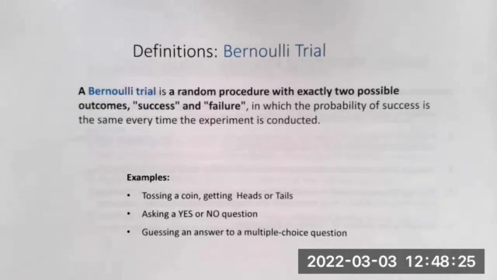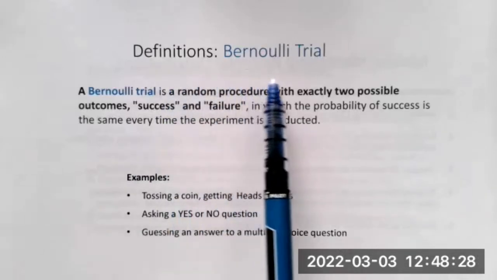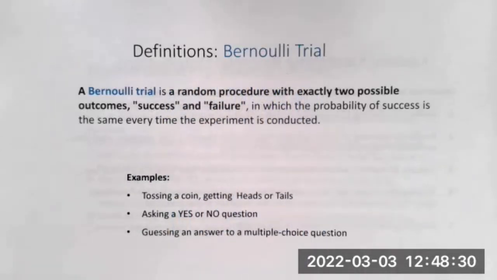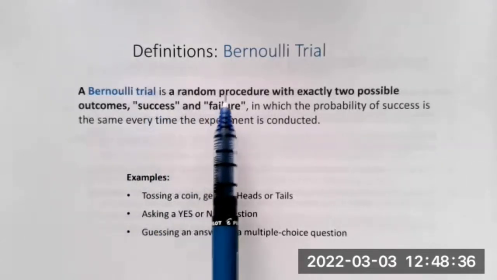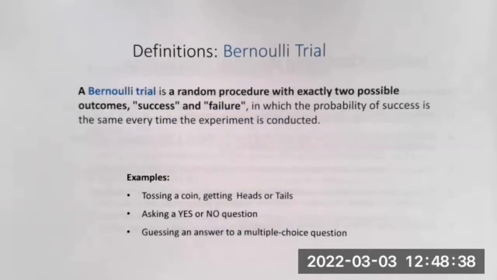First, the definition of a Bernoulli trial, sometimes called a binomial trial. A Bernoulli trial is a random procedure with exactly two possible outcomes, which are going to be categorized as success or failure, in which the probability of success is the same every time the experiment is conducted.